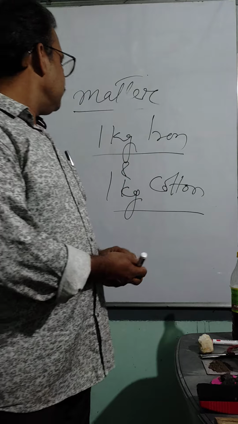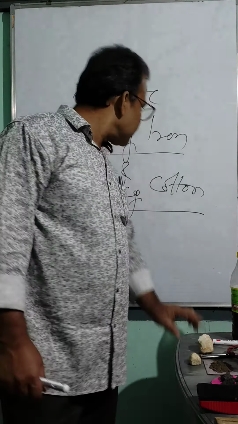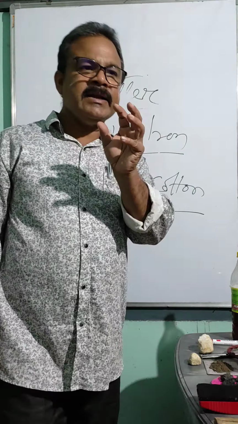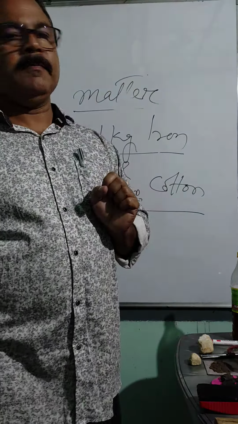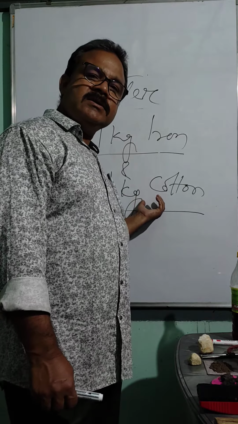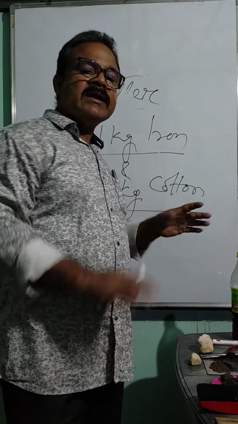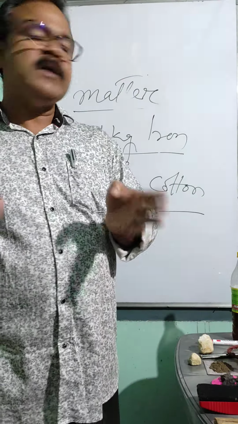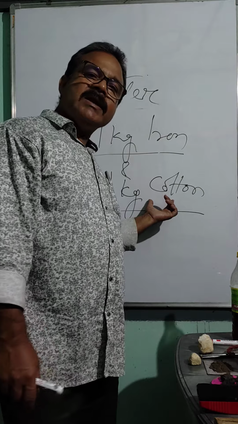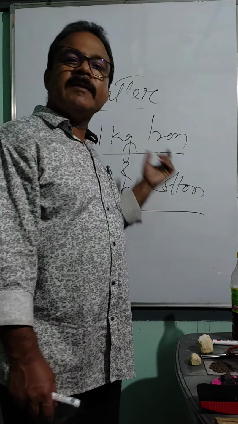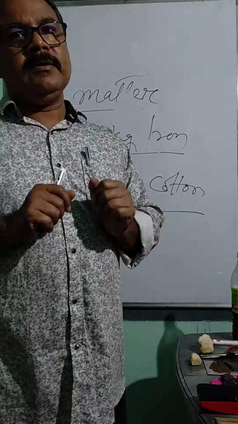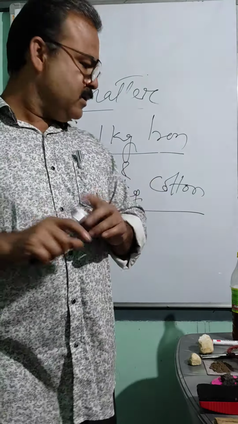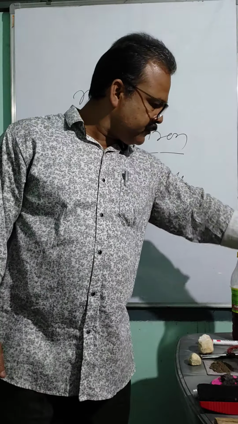Now, here you see, in case of iron, the actual matter is concentrated in a smaller volume. But here, in case of cotton, the actual matter is scattered, occupying more space. So, the volume of 1 kg cotton is more than the volume of 1 kg iron. But both of them have equal mass. Clear?